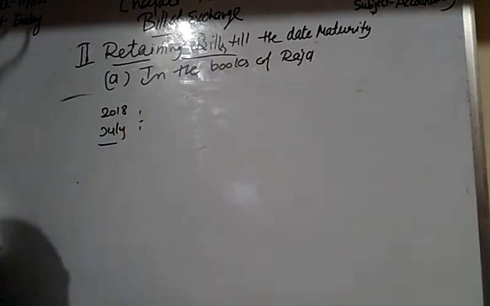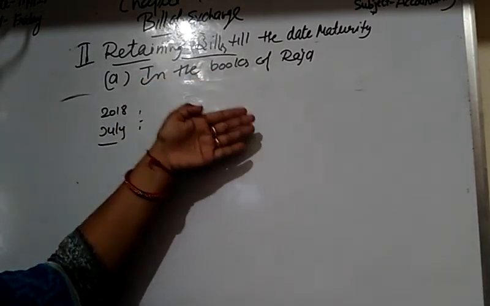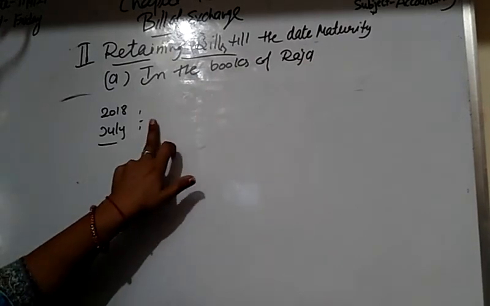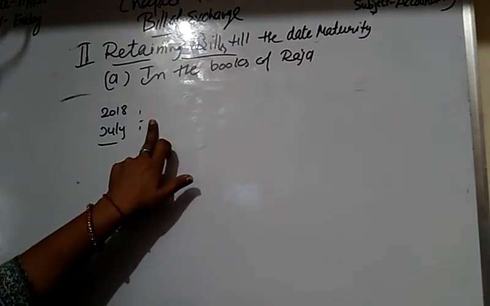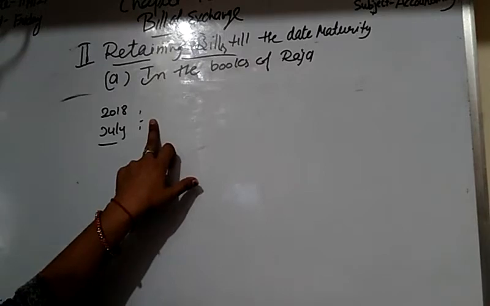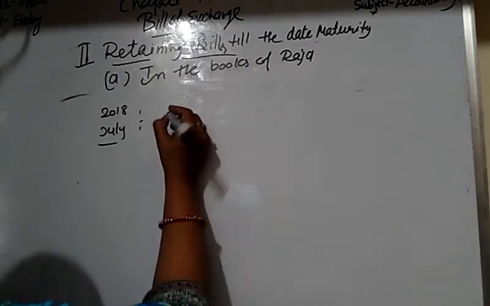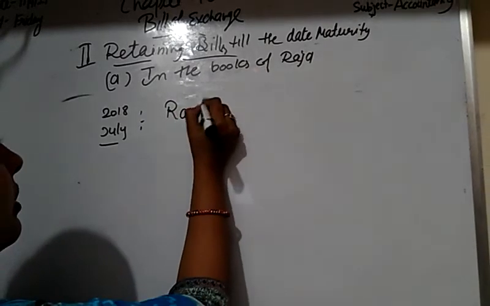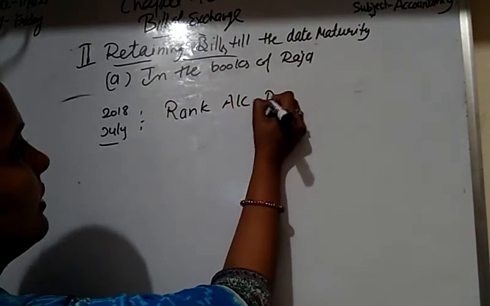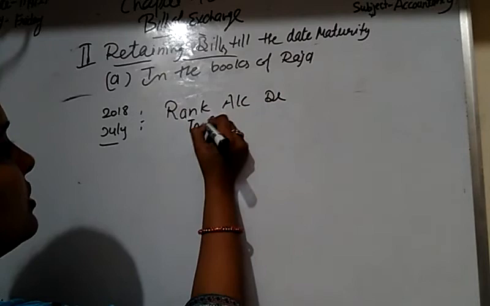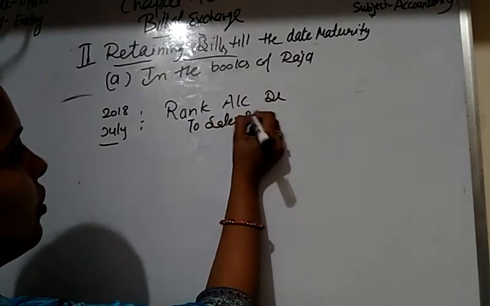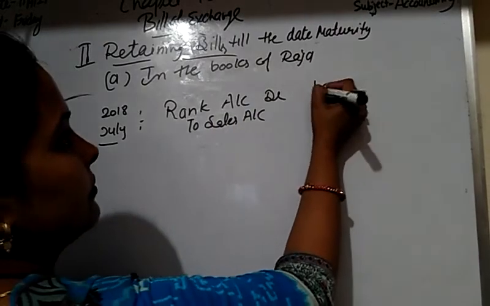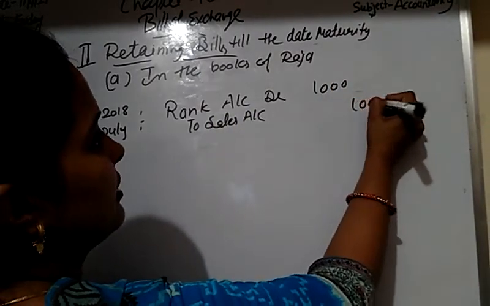In bill of exchange, all the transactions are credit transactions. That's why bills are drawn upon the drawee. So when goods are sold on credit, Raja sold goods to Rank. Rank account is debit to sales account. The amount is 1000 on the debit side and 1000 on the credit side.